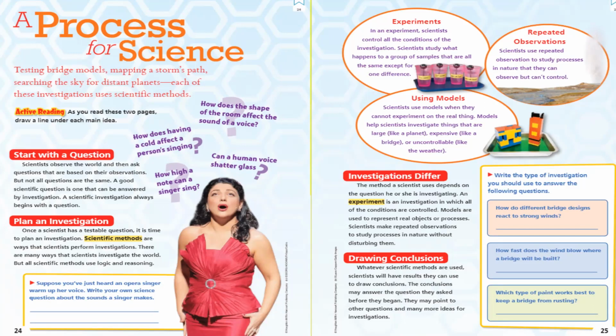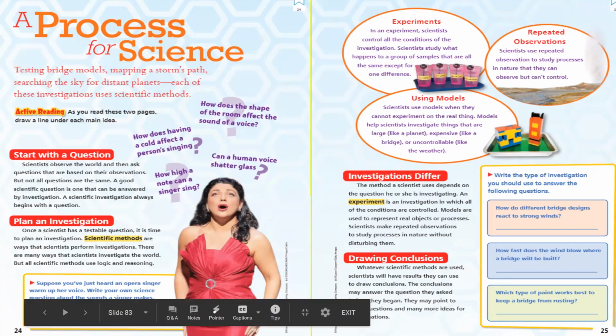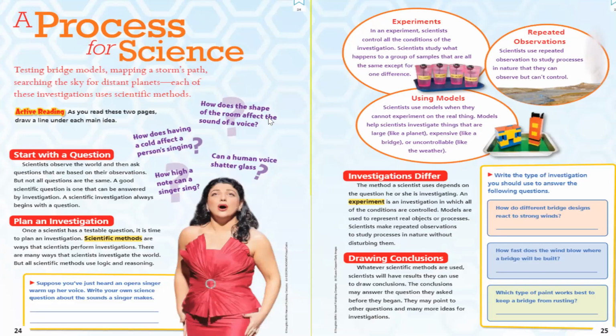Now, first of all, you can see the topics highlighted with red. These are the methods. These are the most important things that we are going to follow when we investigate. Always, always start with a question. Number 2, plan an investigation. You have to plan your investigation.